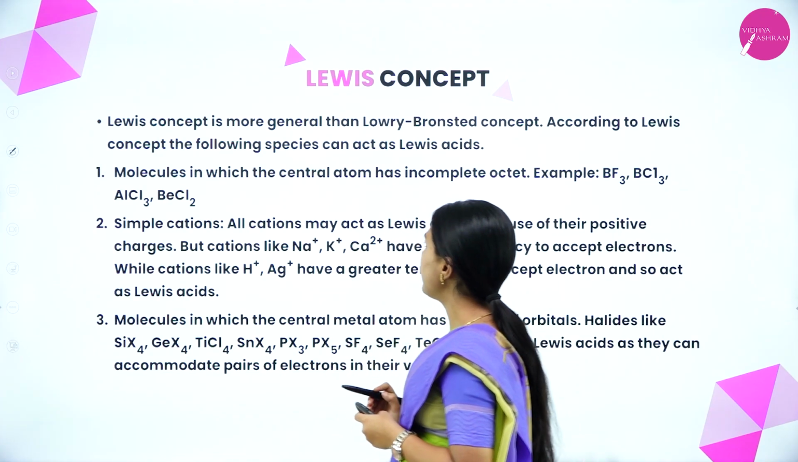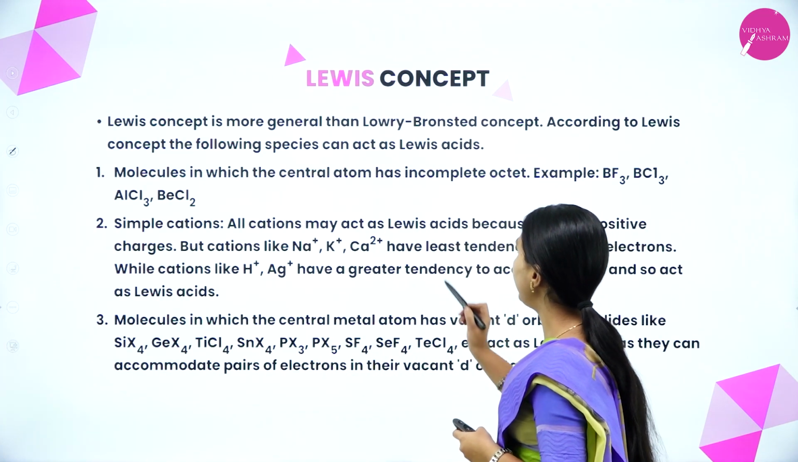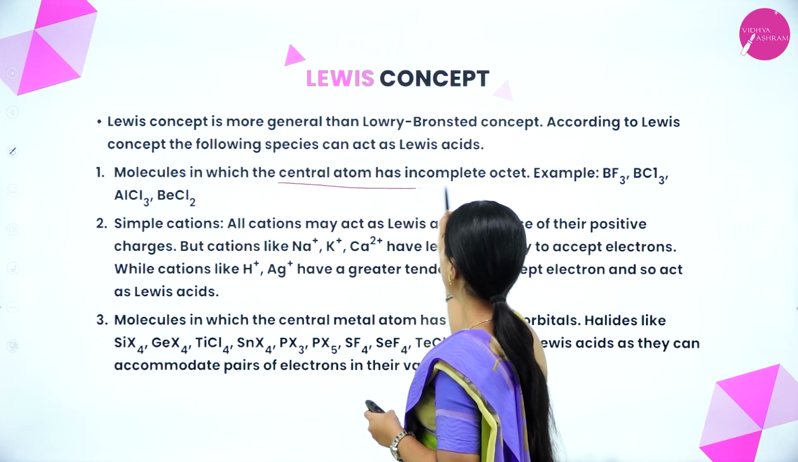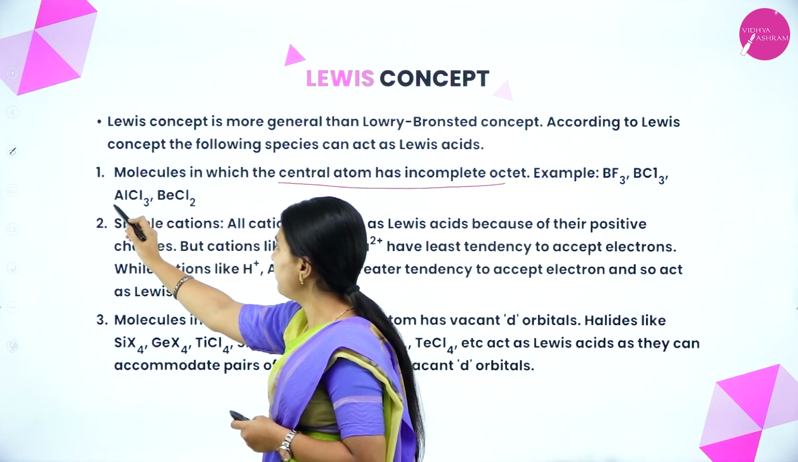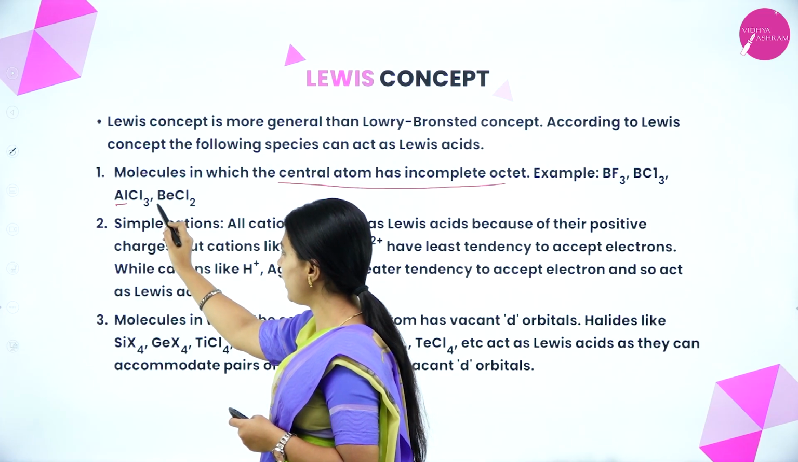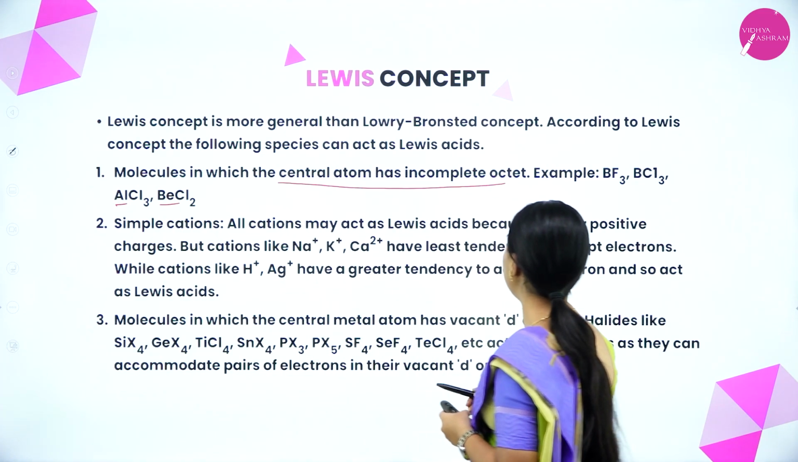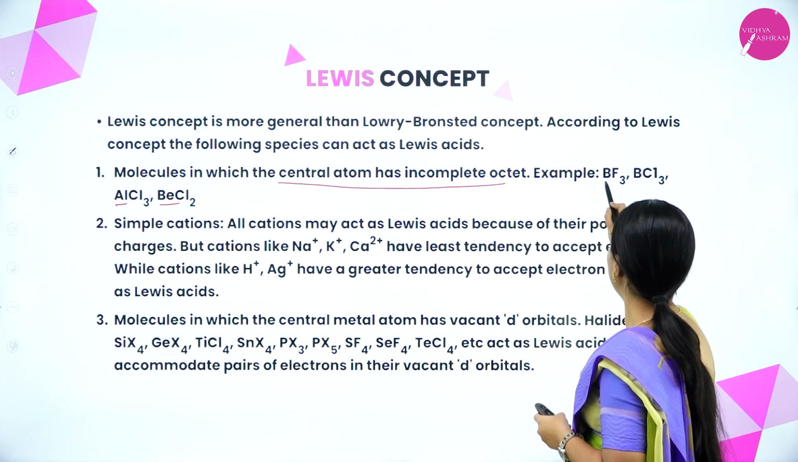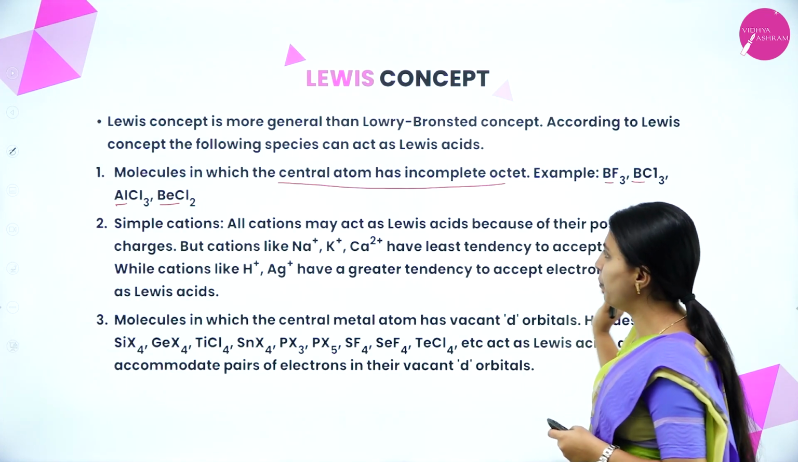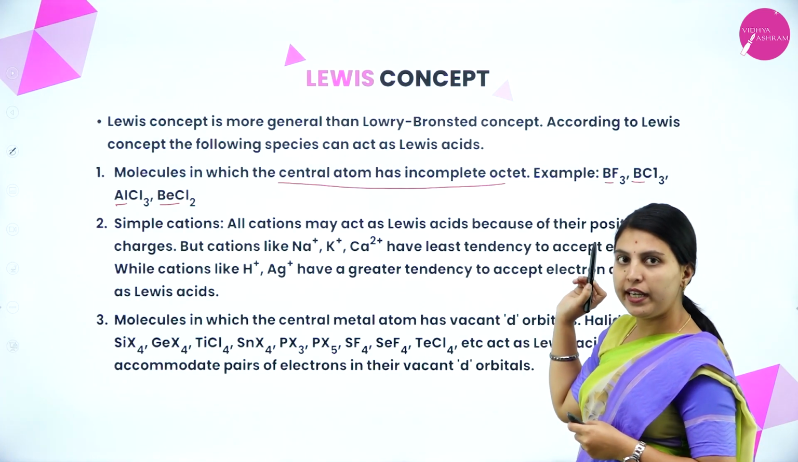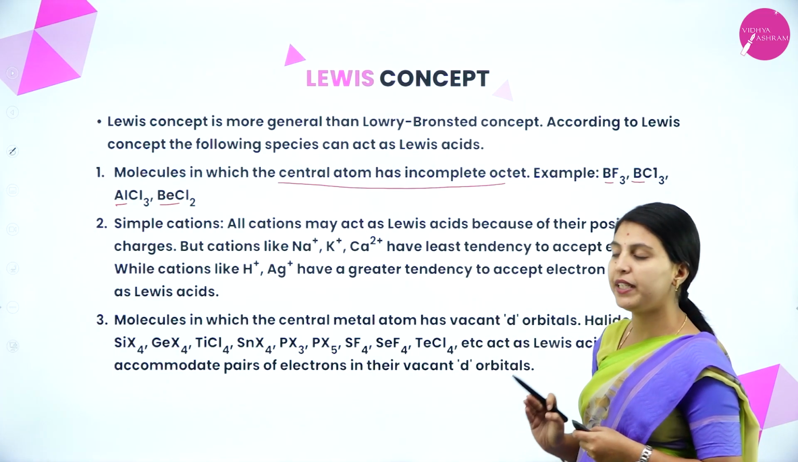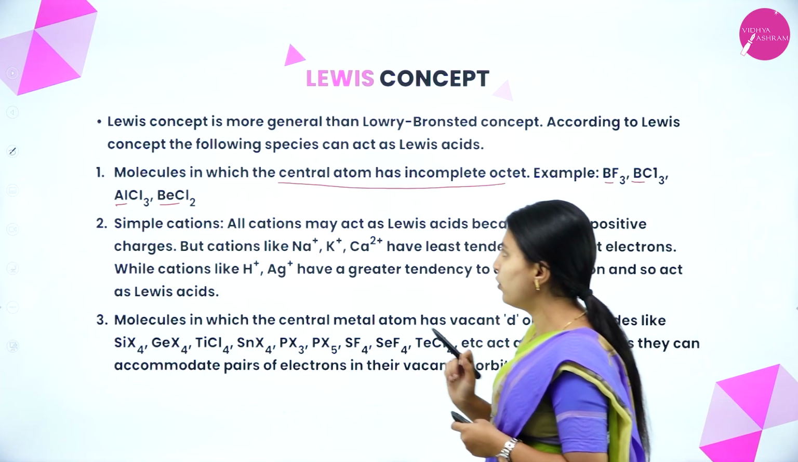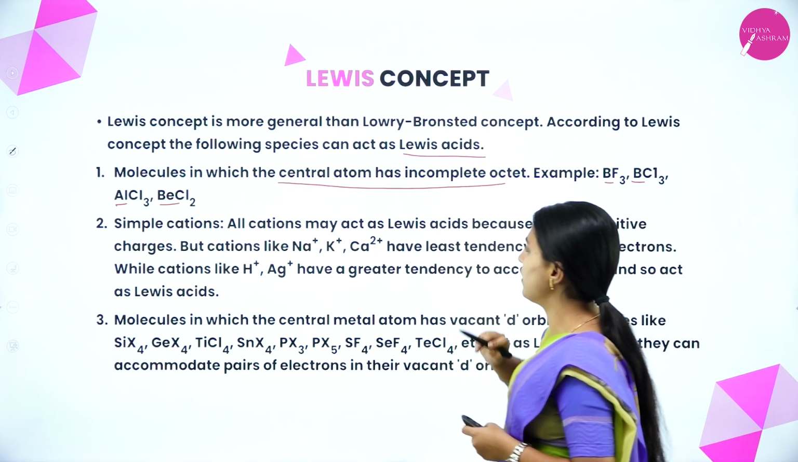Molecules in which the central atom has incomplete octet. The central atom should have incomplete octet. See here, aluminium, incomplete octet, beryllium also incomplete octet, here boron, here also boron. The central atom should have incomplete octet, meaning it should not have the complete octet configuration. Those will act as Lewis acids.